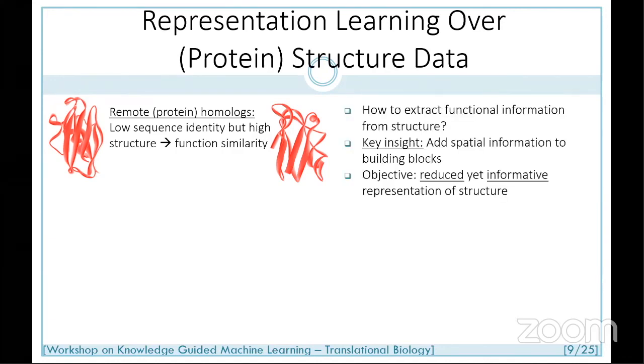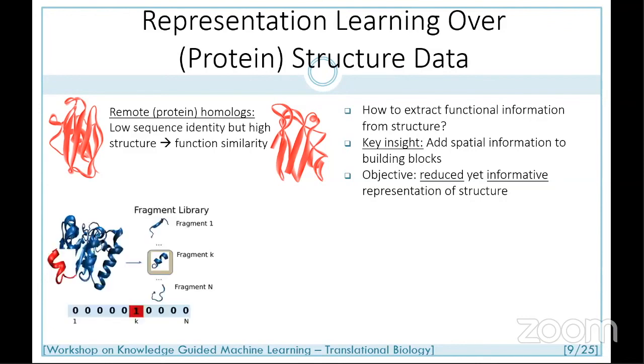So now the question becomes, if I'm looking at structure as the form from which to infer function, how do I represent structure? This is a challenging question. And the key insight that we had at the time was, all right, maybe I need to add some spatial information to the building blocks. My idea of motifs needs to change. It needs to consider 3-dimensional information. But we need really succinct representations. They need to be informative to help us answer the problem at hand, but I shouldn't end up with bloated representations that then will make the problem infeasible.